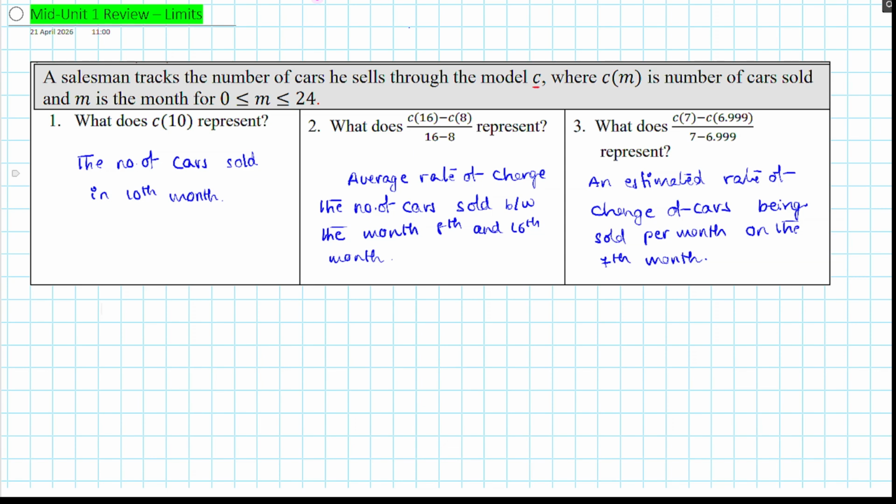Let's move to the next question. Here you can see C of 16 minus C of 8 over 16 minus 8. What does it represent? You know, f of b minus f of a over b minus a is the average rate of change of the function f from x equal to a to x equal to b. Here C represents the sales of the cars. That means this quantity represents the average rate of change in the number of cars sold between the 8th month and the 16th month.